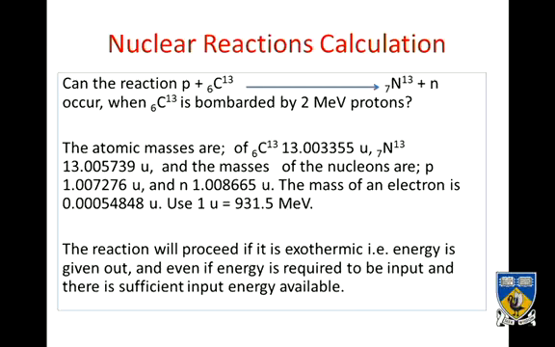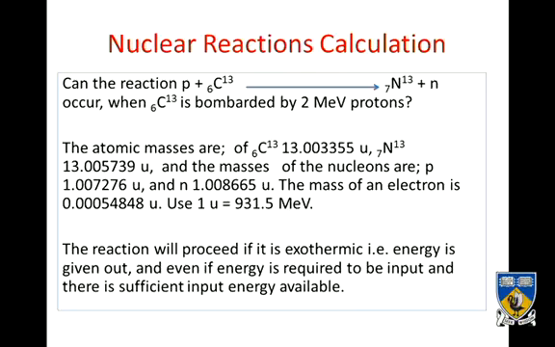Just as in the binding energy calculations we use the equivalence of mass and energy, we can do the same for nuclear reactions. For instance, we've got a reaction up here. We've got a proton hitting a carbon-13 nucleus, and the result would be, according to our rules, N-13 plus a neutron. Now you see that the atomic numbers, 1 plus 6, give us 7. And 13 plus 1 gives 13 plus 1. So everything that's written there is okay, but can it occur?